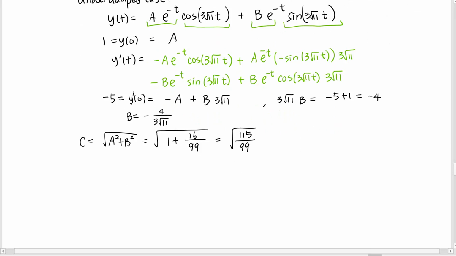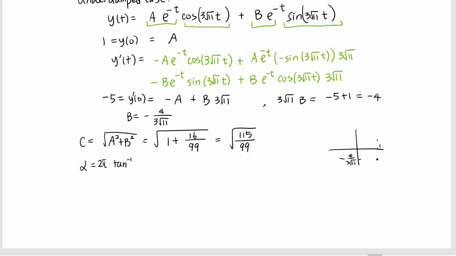All right, so what is alpha? Alpha equals, so we know tangent. Let's look at A and B. Our A is 1. B is negative. Oh, B is also negative. So, let's say this is 1, this is negative 4 over 3 square root of 11. Okay, so we're still in the 4th quadrant. So alpha is 2 pi plus arctangent of B over A. So B over A, but our A is 1, so it's just this number.